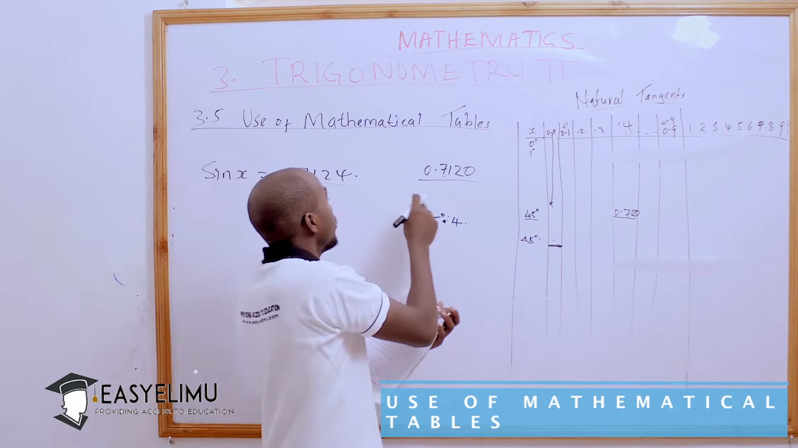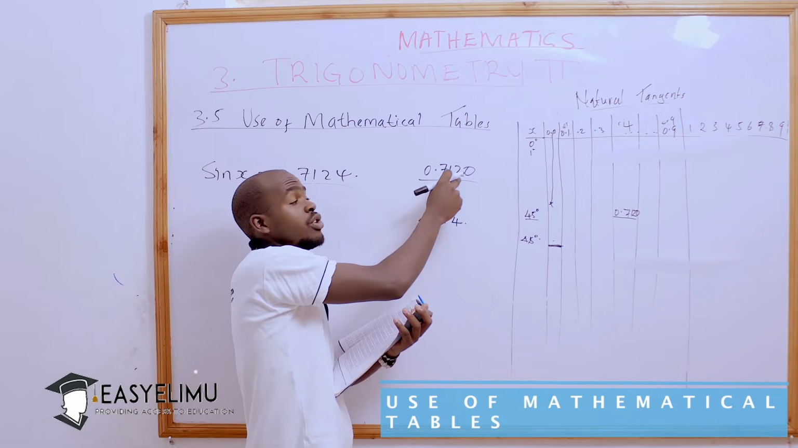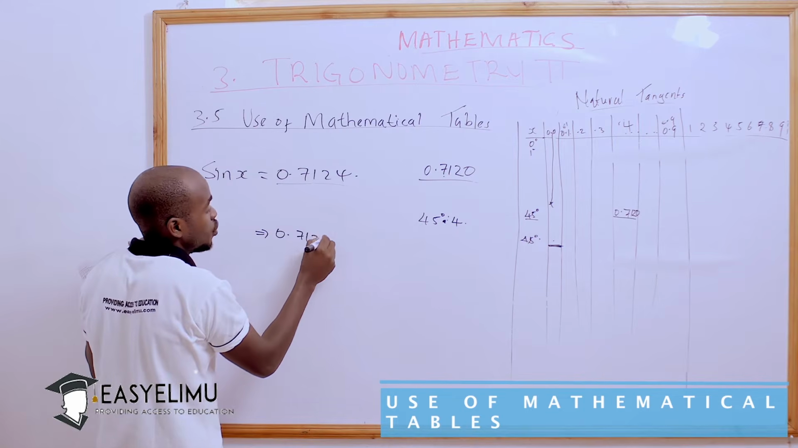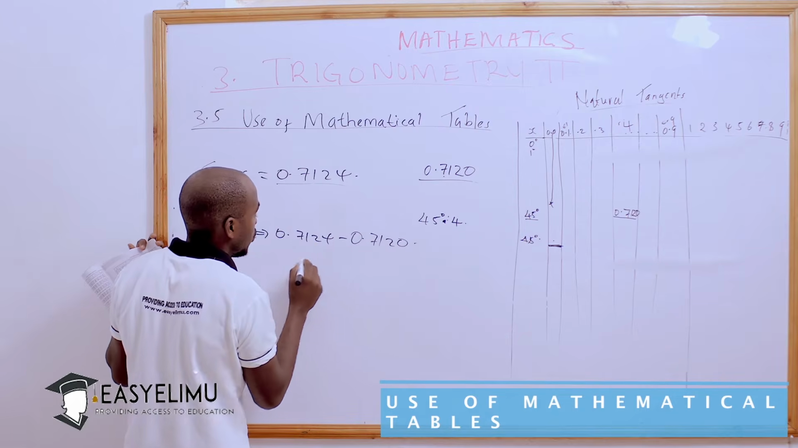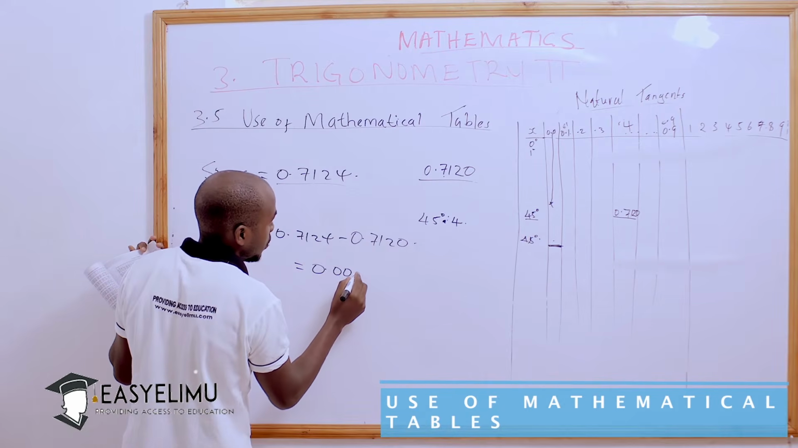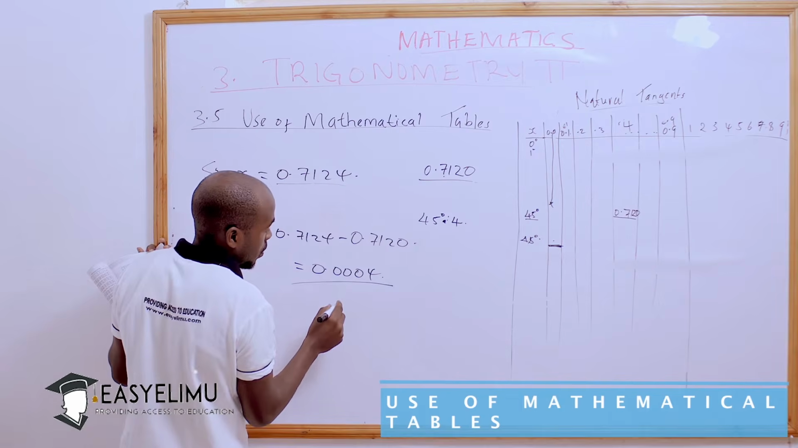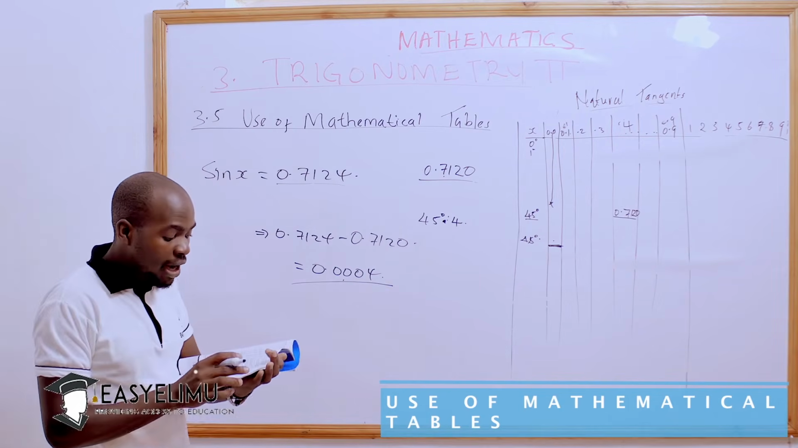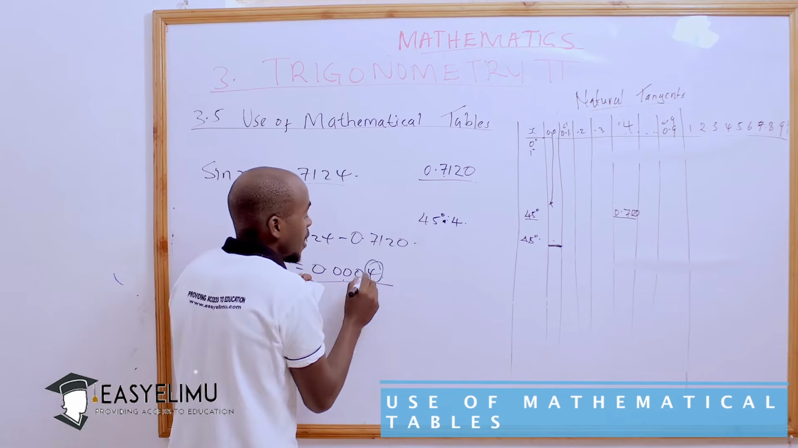0.7120. Then if you take 0.7124 and subtract 0.7120, you are going to get 0.0004. So we are going to get this value, but these values are represented at the extreme end, and they are only represented at these values only.